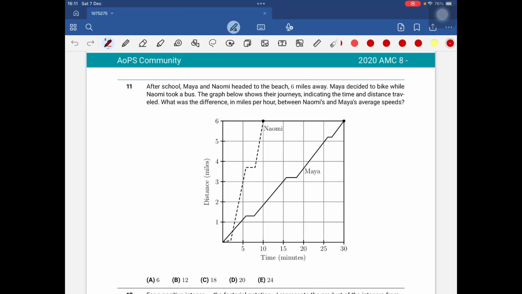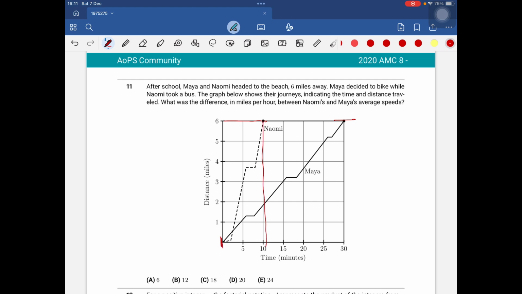This is a 2020 AMC 8. So we start from number 11, as we always do. After school, Maya and Naomi headed to the beach 6 miles away. So this is like 6 miles from zero in 10 minutes.